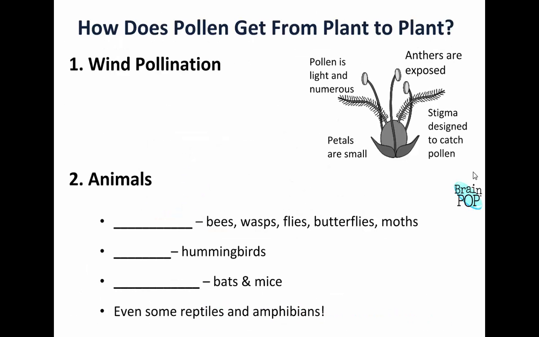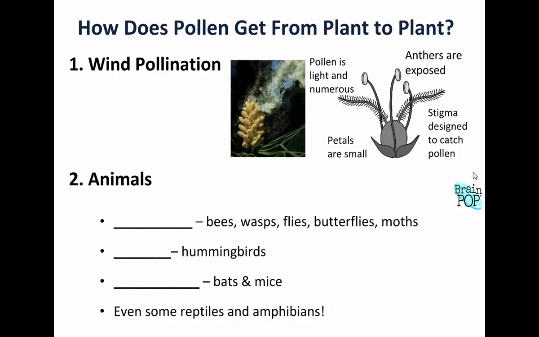All right, well, how does pollen get from plant to plant? There's two main ways. One is by wind pollination. So wind pollination is when basically wind currents blowing pick up pollen from the flowers. It blows all over the place, and sometimes some of it happens to land on the stigma of another flower. That's wind pollination. You can see this picture, you can see this is the pollen.